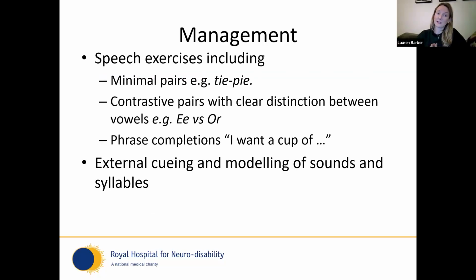And the way that we manage this is, again, speech exercises. And there's an approach called minimal pairs where two words are very similar, but there's one sound in them that's different. Like pie and pie, just to build up that practice of the target sounds. Or there might be clear distinctions in the vowel sounds. Or we might put together a list of key phrases that are really functional for them. So if they really like drinking tea, then we might practice saying, I want a cup of tea, and they have to finish that sentence.